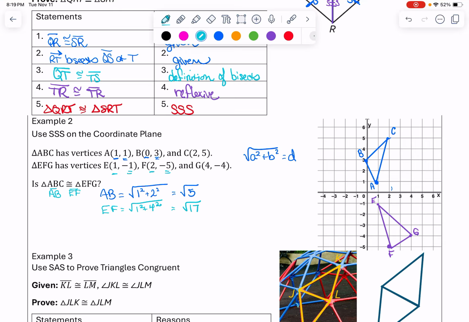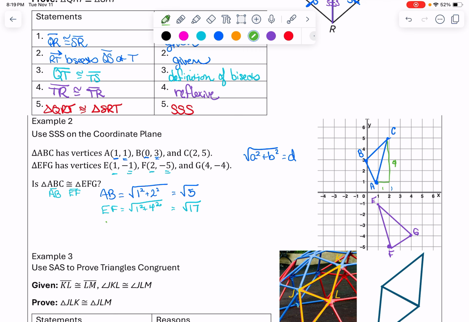It appears that AC appears to be the longest side of this triangle. We moved from A to C, we moved 1 unit to the right and 4 units up.